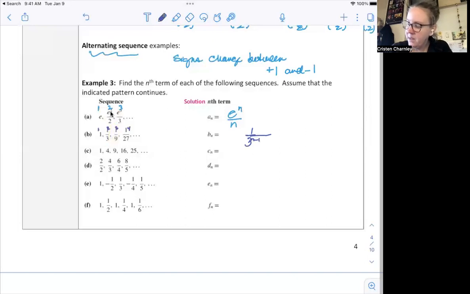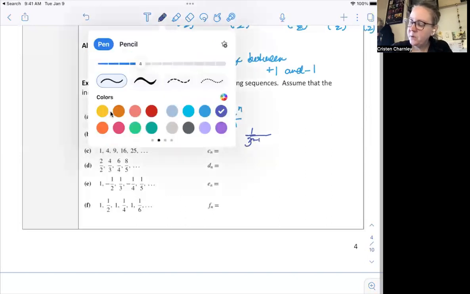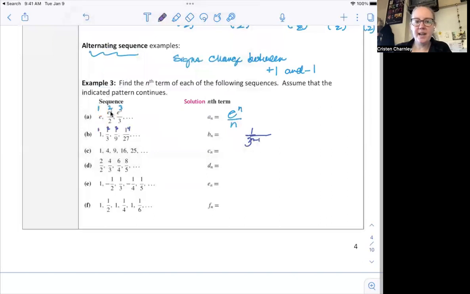correct one. These take practice, and some of you are going to look right at these and be like, oh, cool, I get it, I see it. Some of us, myself included, have to stop and look at them a little bit longer. I'm looking at letter C. 1, 2, 3, 4, 5. I think this one's pretty straightforward. This would be n squared. Whatever n is becomes my exponent.